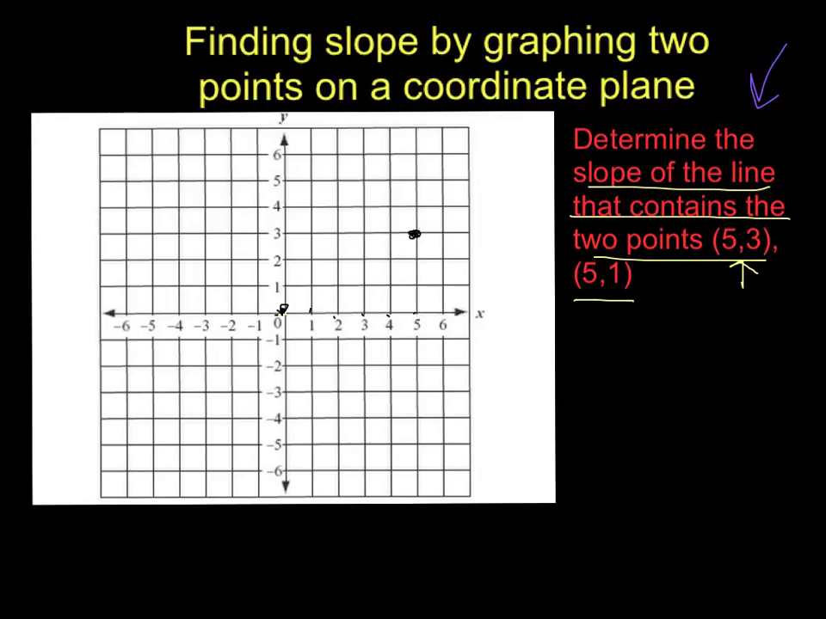Then you're going to go back over to your origin. Over 5. 1, 2, 3, 4, 5. Up 1. Where they meet, you put a point. And we're going to draw a line through those 2 points.